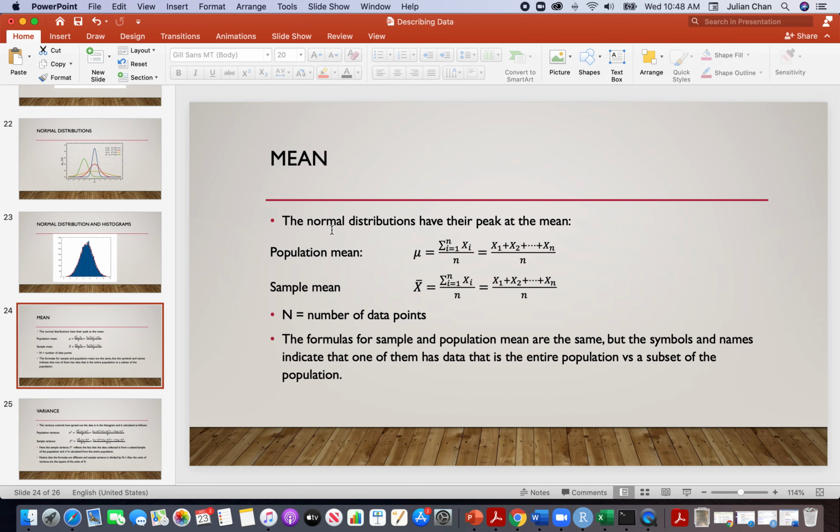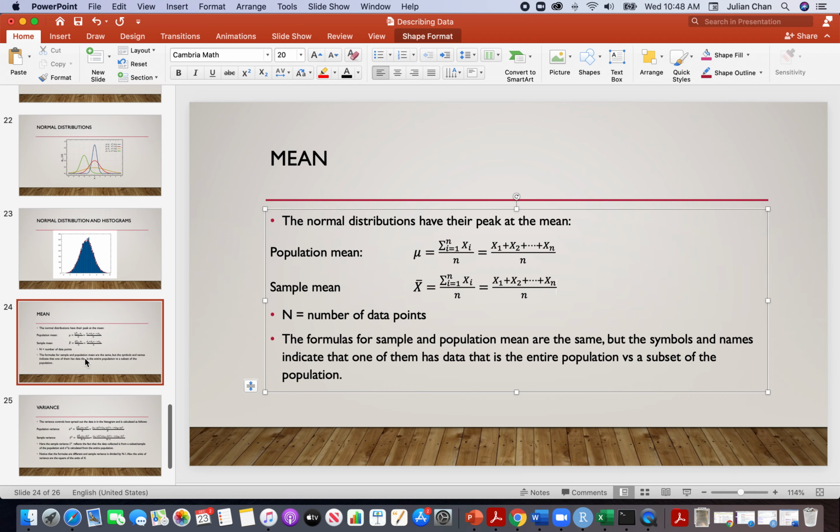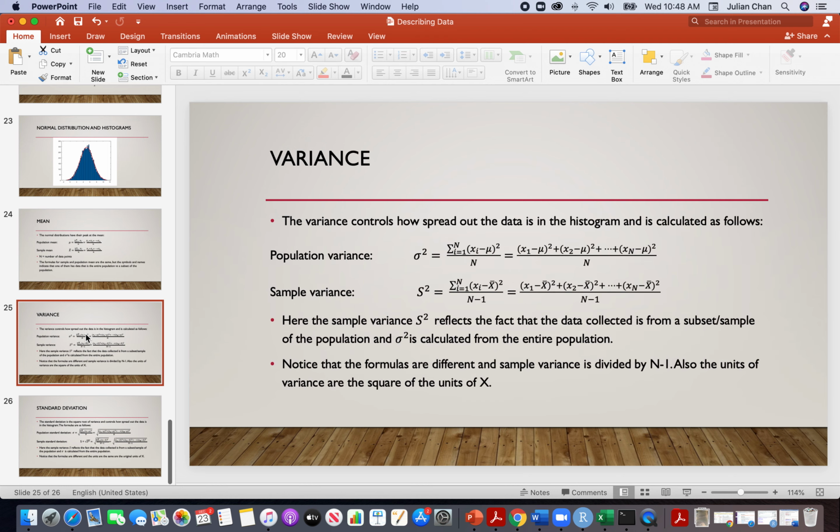So for normal distributions, they have their peak at the mean, and the population mean is the same as the sample mean. Most of the time, you're only going to be able to calculate the sample mean, because you won't have access to the data for the entire population. And to calculate a sample mean, all you do is add up all your observations and divide by n, the number of data points. And these two formulas for population versus sample are the same. That is not going to be the same for variance.